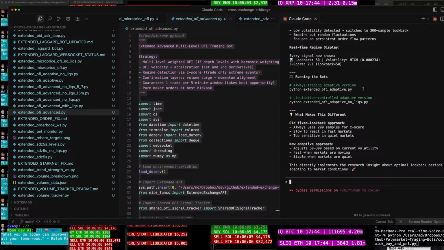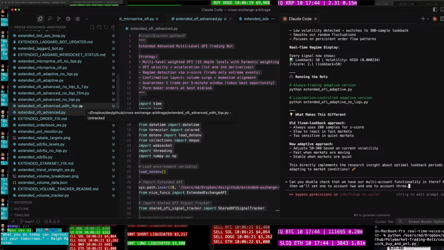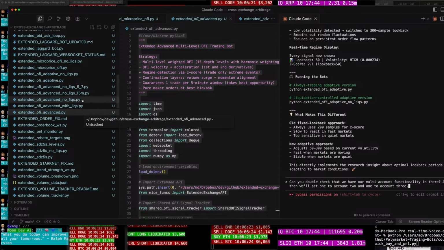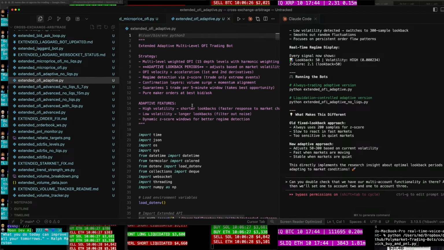Okay, sick, dude. So we got these two. Can you double check that we have our multi-account functionality in there, and then we'll set one to account 2 and one to account 3. I could look too. I could just look. But sometimes, you just get way deep into this AI stuff and you just wanna do everything.